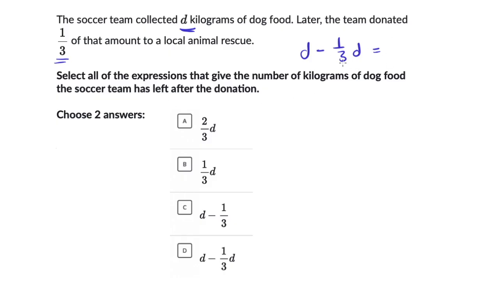So this is going to be equal to what? Well, we actually already see this expression as one of them, so we could say, okay, this is one way of expressing the amount they started with and then donating 1/3 of that. But what's another way to express it?